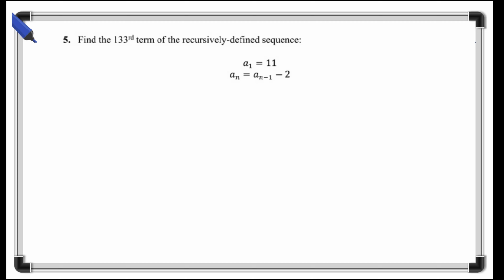Okay, here we're going to find the 133rd term in this sequence. Whenever you're trying to find a term, you're going to use your explicit formula. Now, how do you know whether this is arithmetic or geometric? Because of this minus 2. That is your common difference. That is either adding or subtracting. That's what the D represented. So here we're subtracting, so we're going to use our arithmetic formula. That was this one right here.